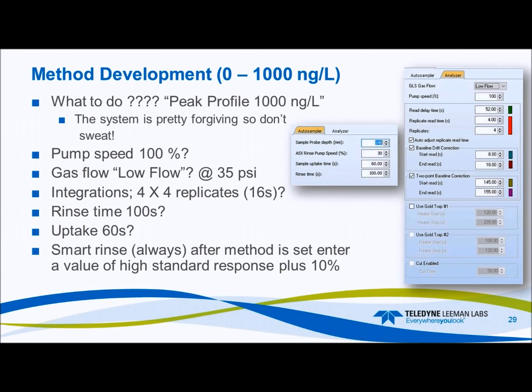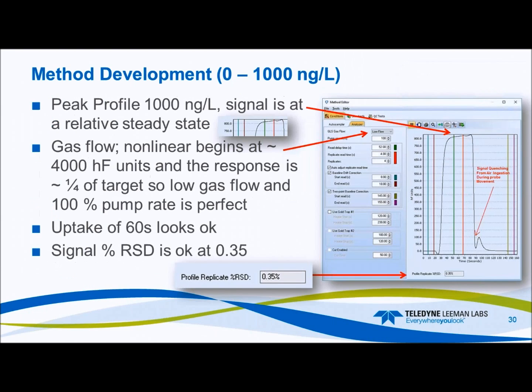So once you develop these methods, it's always nice to use smart rinse too afterwards. And what I do is I look at the response of the highest standard, add 10%, and then enter that into the program. So I peak profile this using the CAN method, and the signal is relatively steady, and it kind of matches the timing parameters. So we've developed these methodologies, so the CAN methods make it easy for you, and it's pretty close.